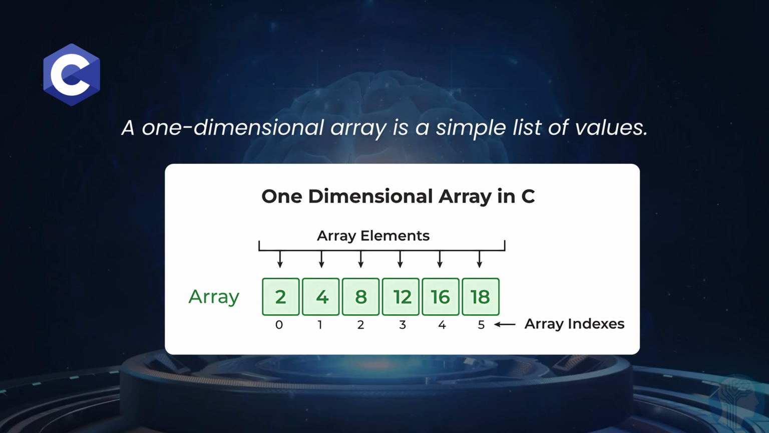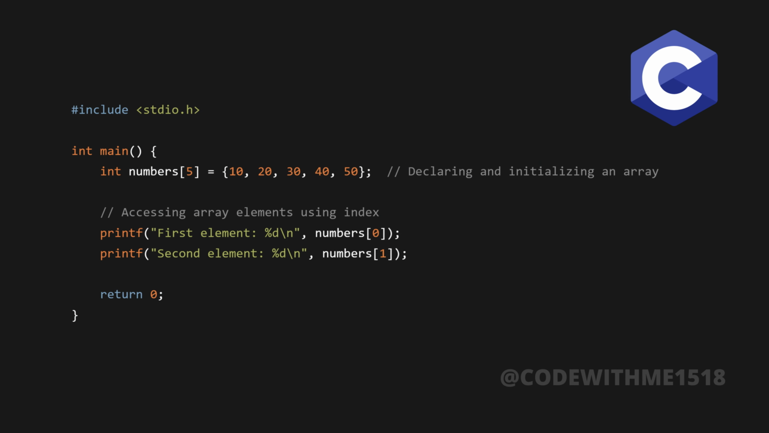We declare an array like this. #include <stdio.h>, int main, int numbers[5] = {10, 20, 30, 40, 50}, declaring and initializing an array. Accessing array elements using index: printf("First element: %d\n", numbers[0]); printf("Second element: %d\n", numbers[1]); return 0.